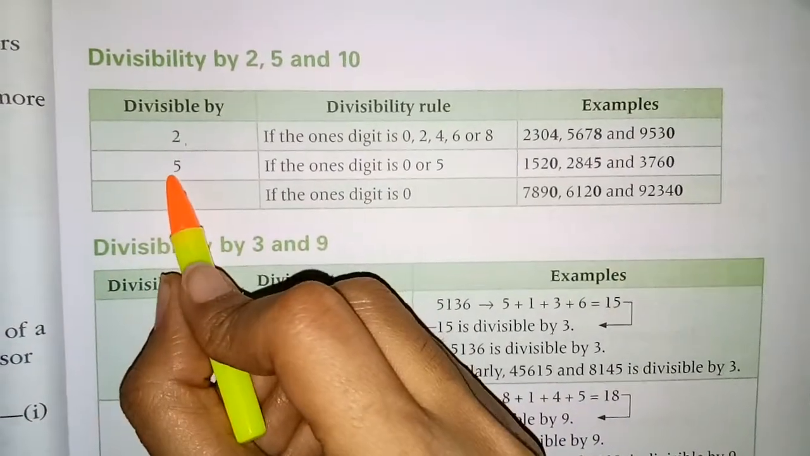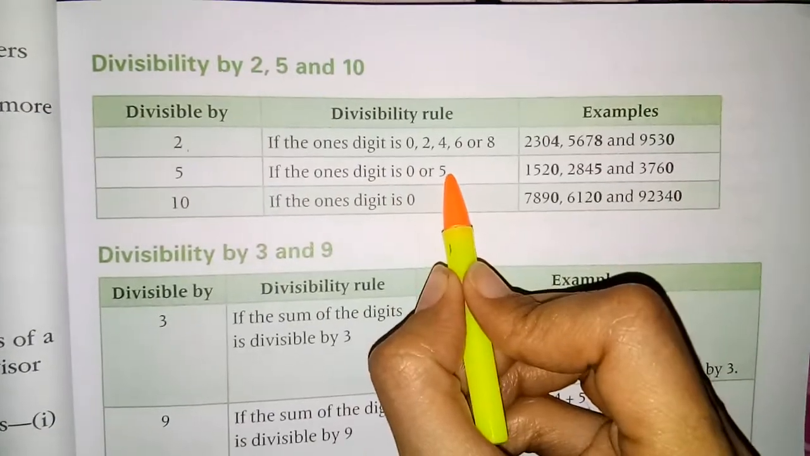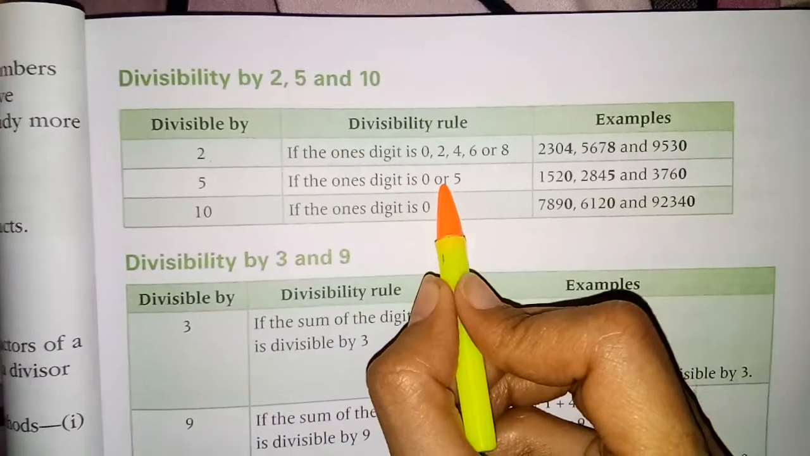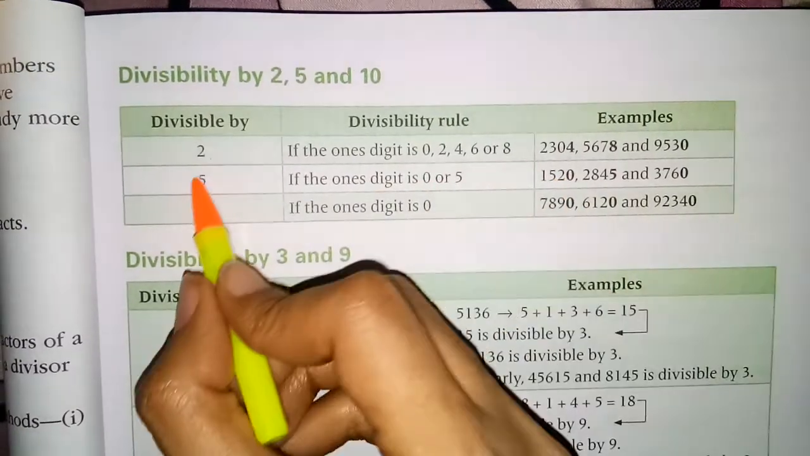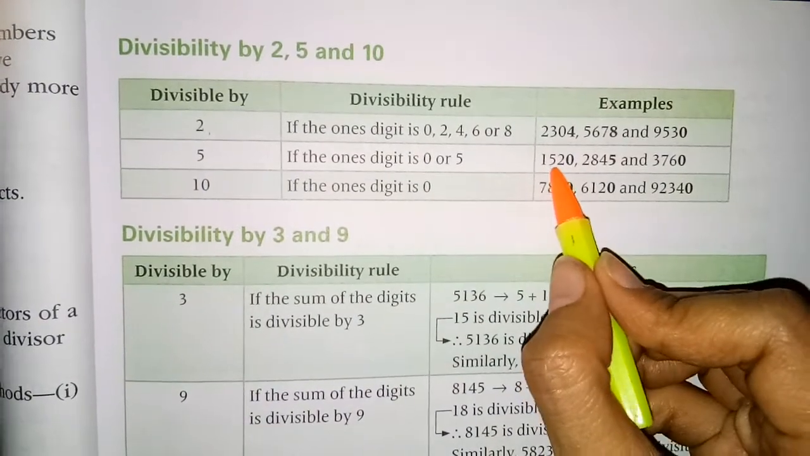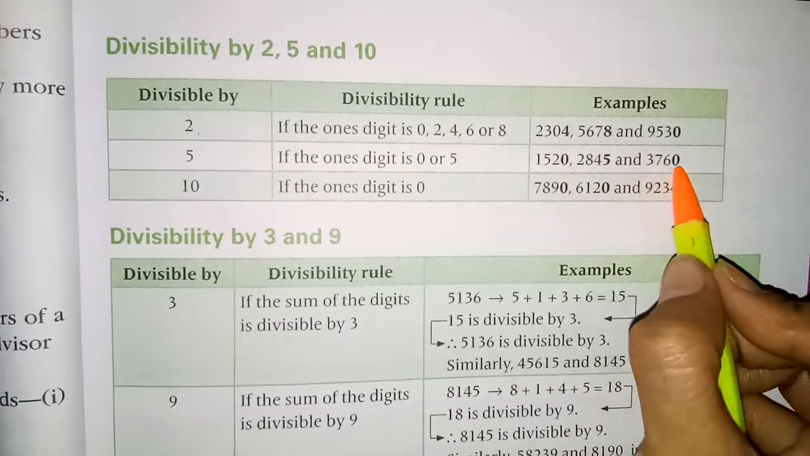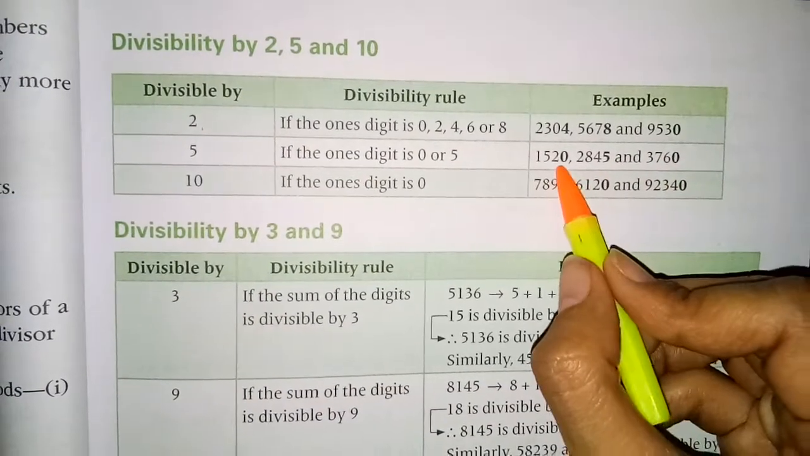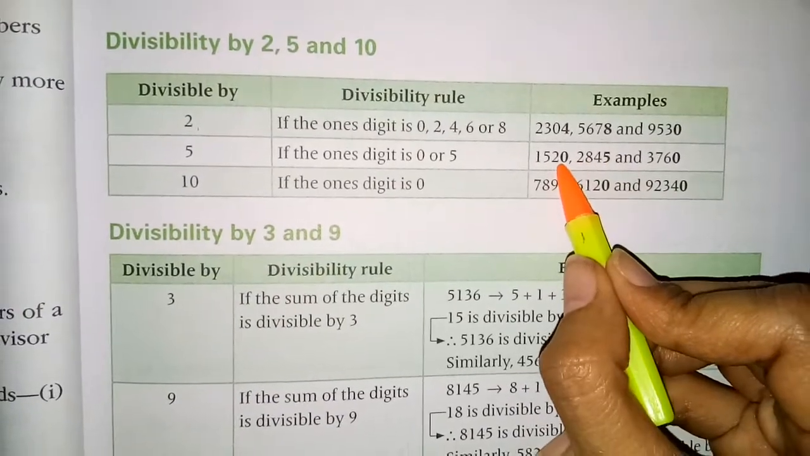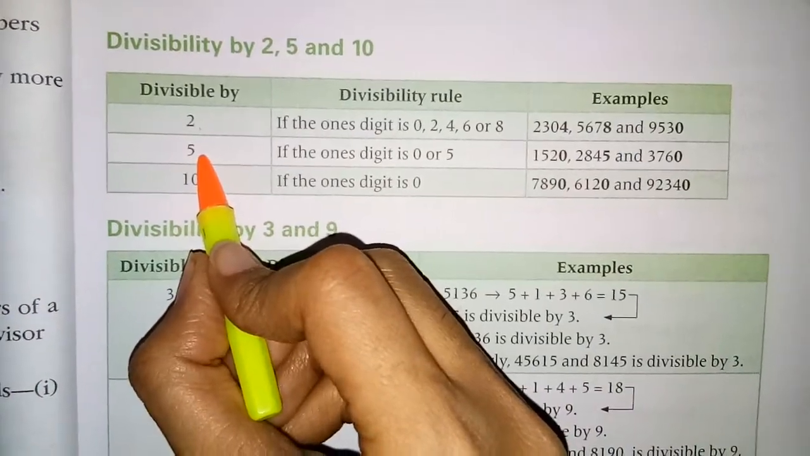And if I talk about divisibility by 5, then if there is 0 or 5 on ones place, or we can say if the ones digit is 0 or 5, then the number is divisible by 5. Here we have some examples: 1520, 2845 and 3760. Here on ones place we have 0 or 5, so these numbers are divisible by 5.